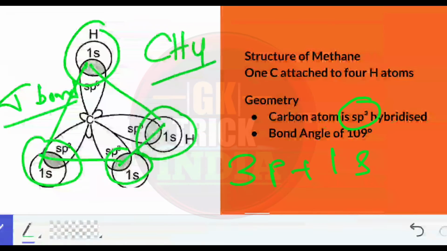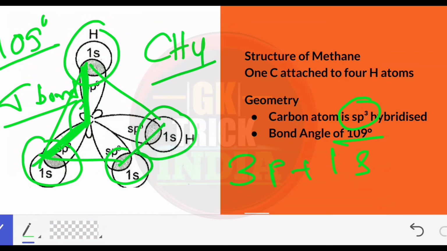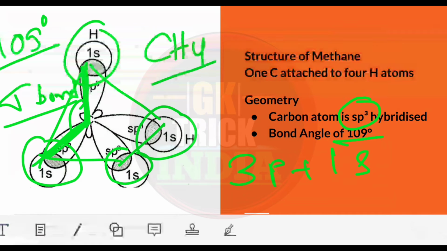A feature of tetrahedral geometry is that the bonds have a bond angle of 109 degrees, which means it has an equivalent structure, right? Note that 109 degrees is very important when it comes to the geometry of organic compounds, be it inorganic compounds or anything else.